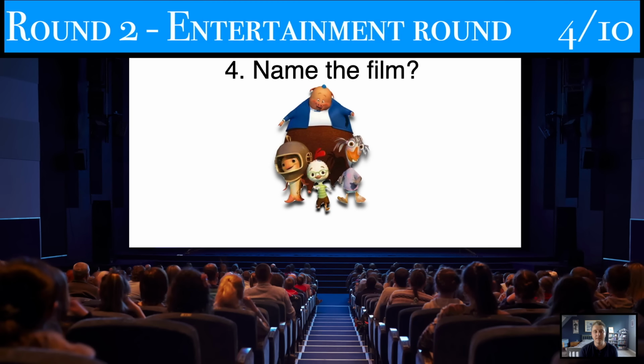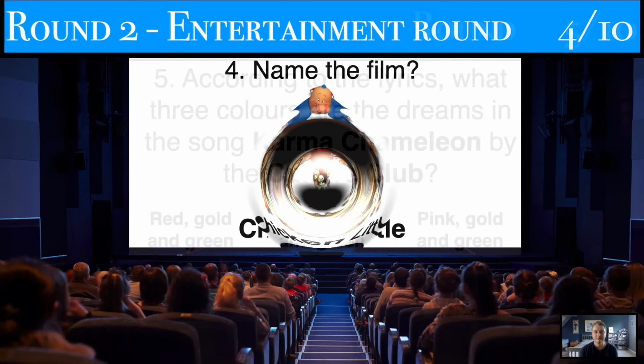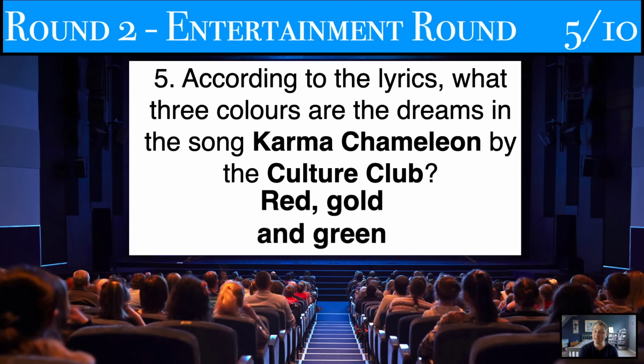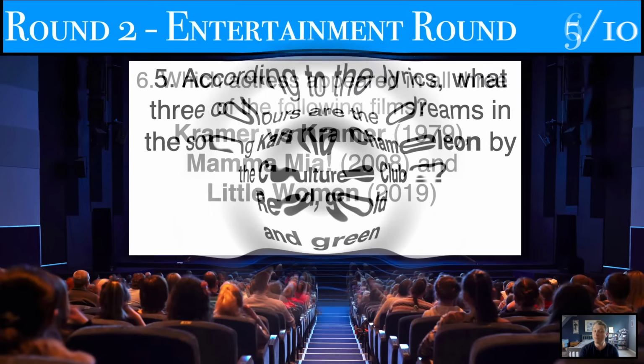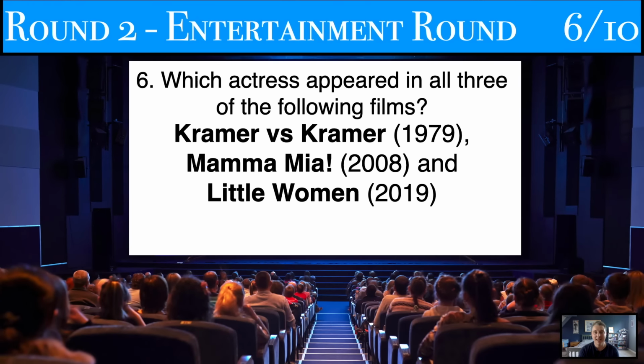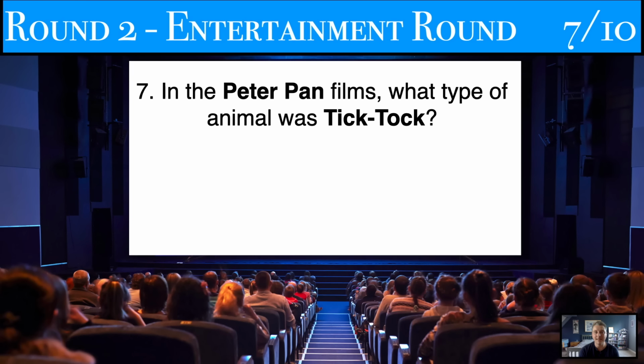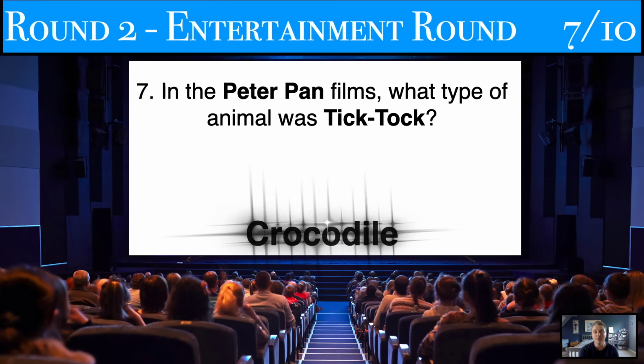And number four, the film is Chicken Little. And number five, the colour of the dreams in the song Karma Chameleon are red, gold and green. Hope a few of you were singing it. And number six, the actress that appeared in the three following films is Meryl Streep. Number seven, in the Peter Pan films, TikTok was a crocodile.